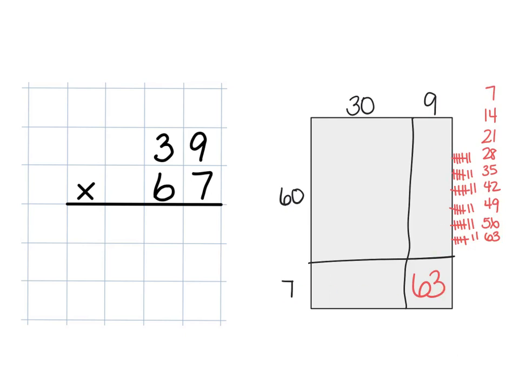Now we need to multiply 7 times 30. Off the top of my head, I do not know what 7 times 30 is, so I take the 3 times the 7, and I get 1, 2, 3. 7 times 3 is 21. And then I add the 0 from the 30, 210.